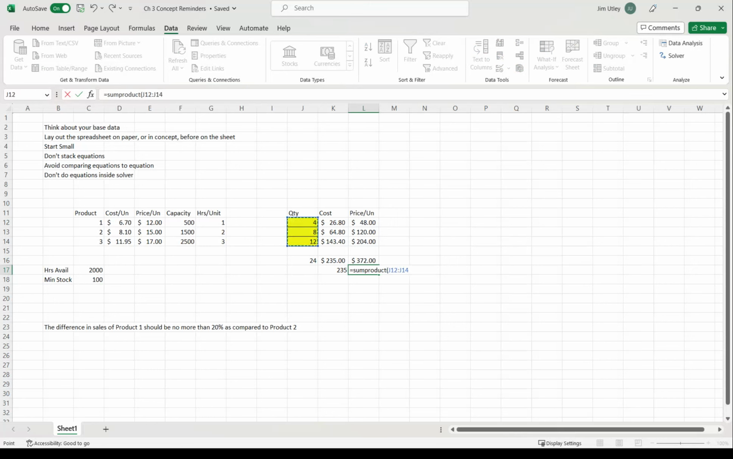Array 1, comma, array 2. Okay, that does totally work. Okay, as you can see, I got the same result.